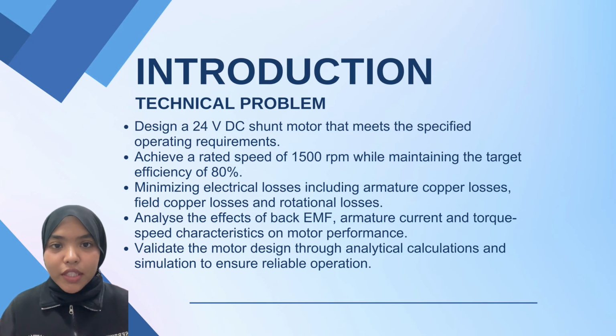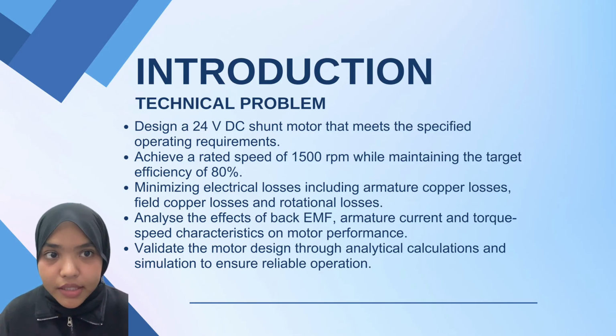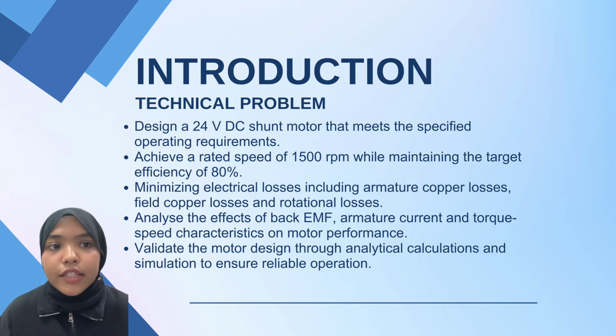Good day everyone. So today I will explain about the technical problem in our project. This project focuses on designing a 24-volt DC shunt motor that satisfies the required operating specification. The main objective is to achieve a rated speed of 1500 rpm while maintaining a target efficiency of 80%.